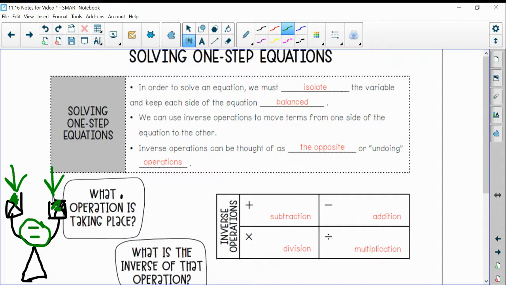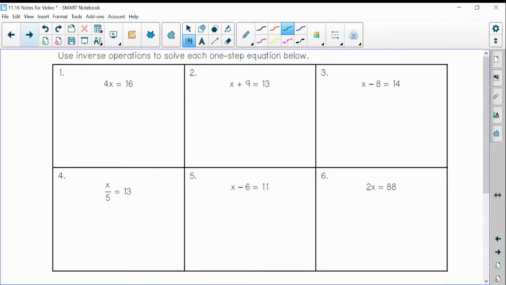Same thing with multiplication and division. If you have multiplication, in order to get rid of it, you would divide. And in order to get rid of division, you would multiply because those are each other's inverses. Awesome. Pause this if you're still writing. All right, so we are going to work through some of these, and then I'm going to let you do some by yourself.